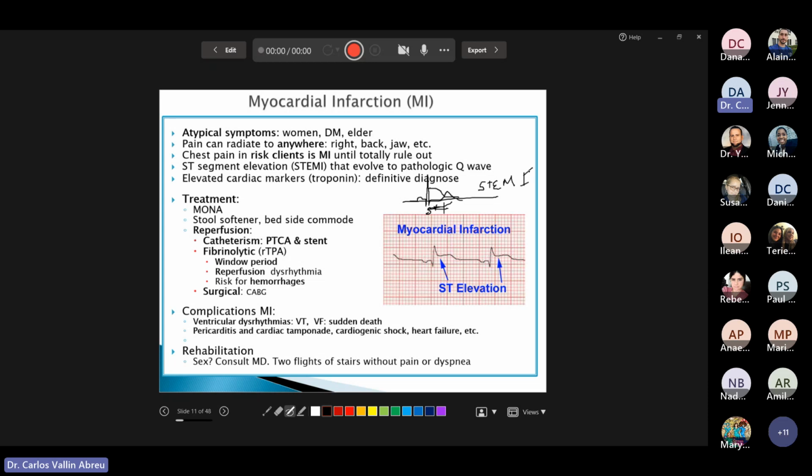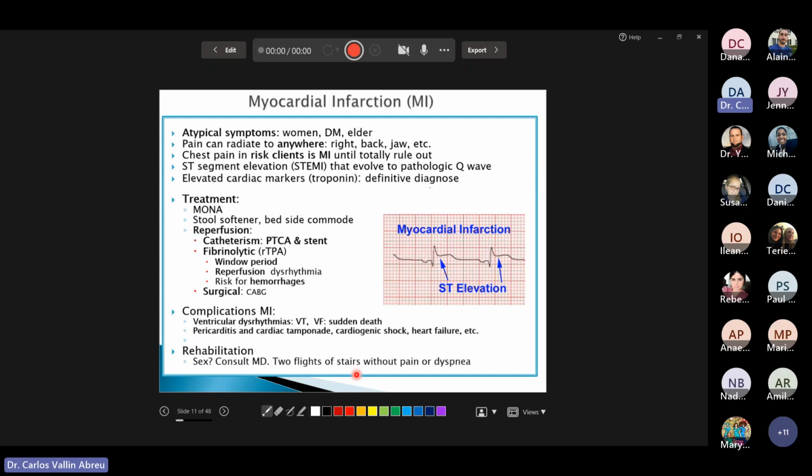Nevertheless, there are myocardial infarctions that are in progression and are not totally covering all the thickness of the walls, etc., that could not develop ST elevation and could be called non-ST elevation MI. But this is for the cardiologists. This is not for the nurses. The nurses are going to be dealing with the classical situation of the myocardial infarction.